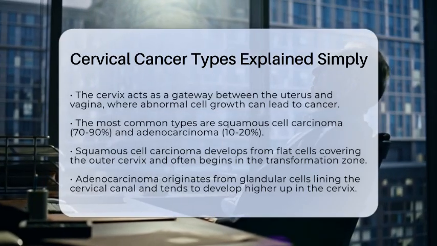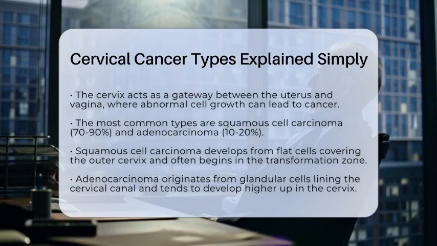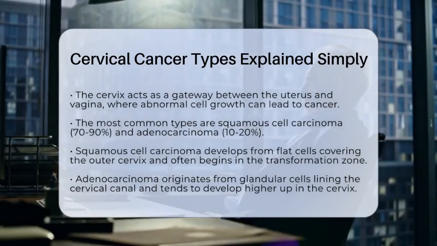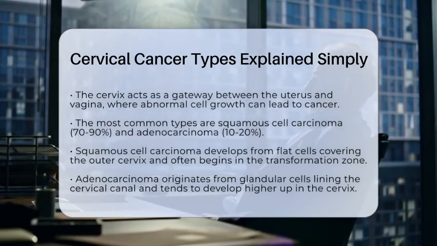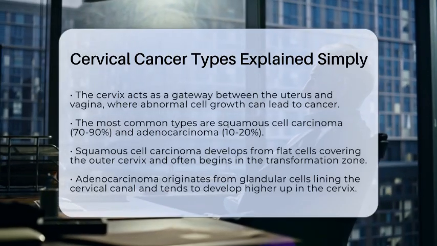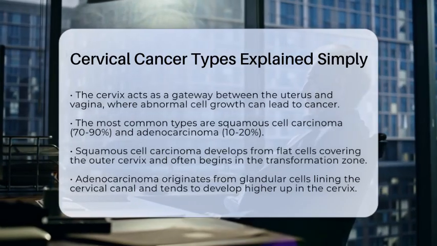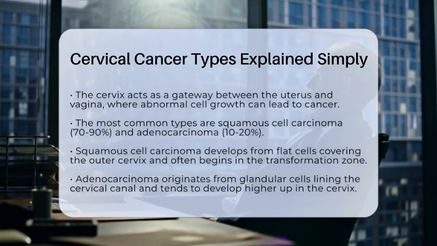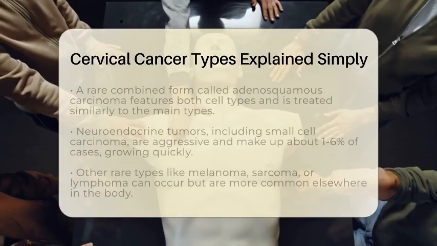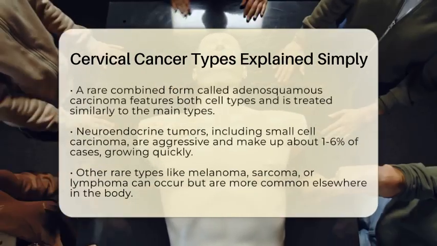The most common types are squamous cell carcinoma and adenocarcinoma. Squamous cell carcinoma makes up about 70 to 90% of cases and develops from flat, thin cells called squamous cells that cover the outer part of the cervix. These cancers usually begin in the transformation zone, where the outer squamous cells meet the inner glandular cells, and are often found during routine Pap smears.